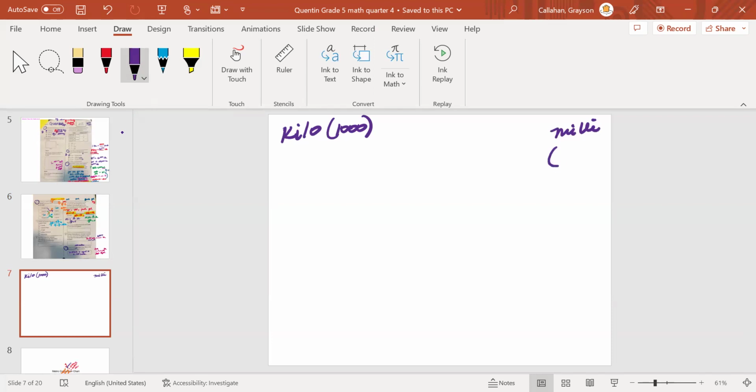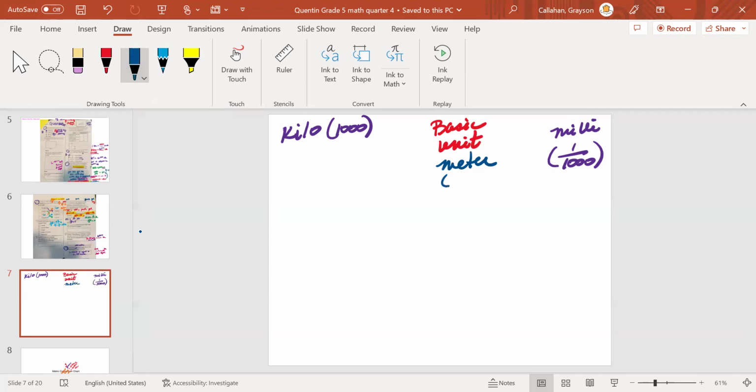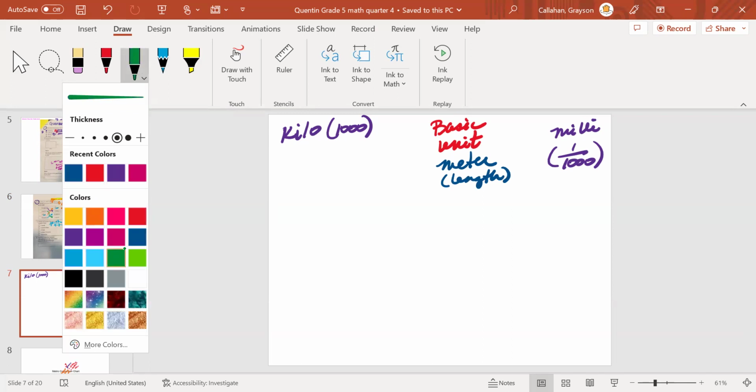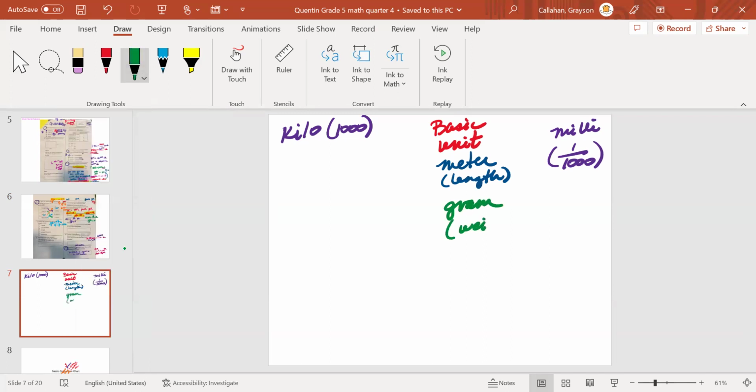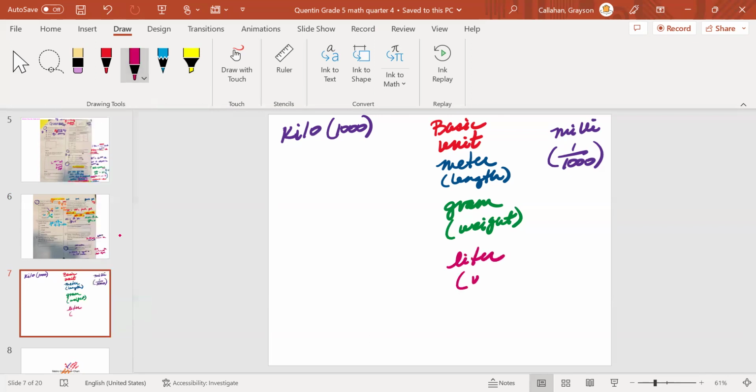Milli means 1/1,000, like that. Okay. Your basic unit is going to be meter if you're measuring length, like how long something is. Gram, if you're measuring weight, you need to copy this part down. And then meter is length, and liter is for volume, like liquid. You see that?